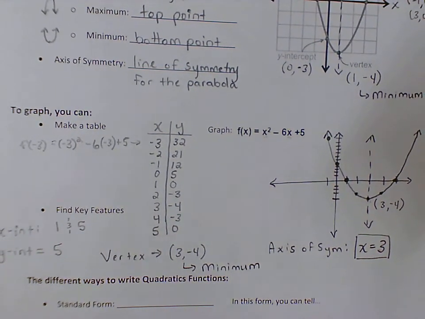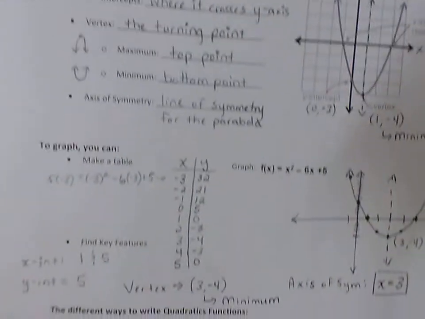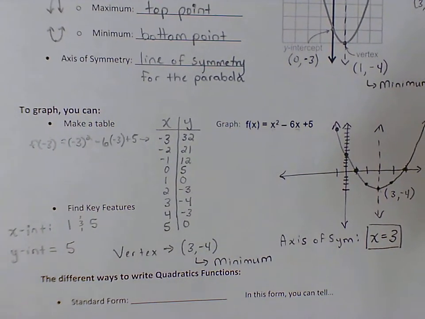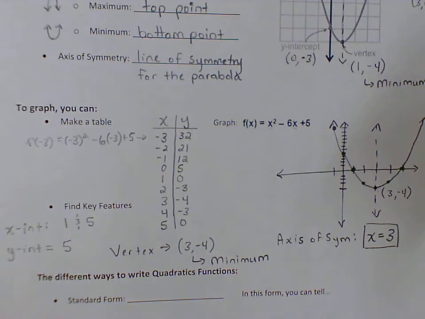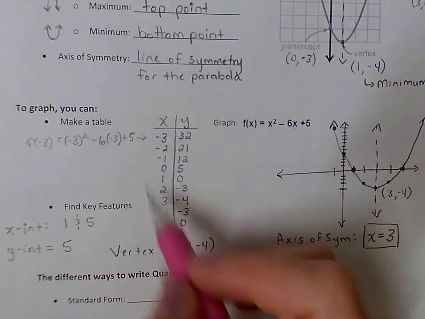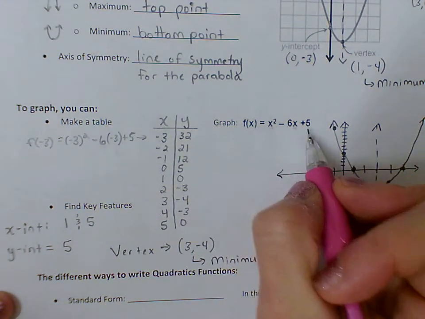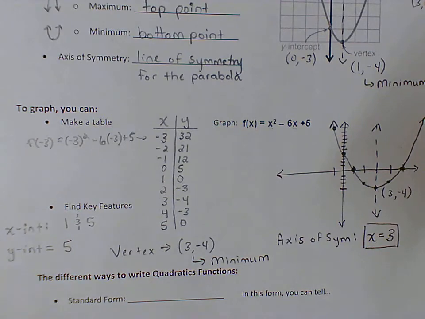Okay, so that's how to graph and how to tell the key features of a quadratic. If you had Desmos available to you, and you did not make a table, remember you could type this in on Desmos and you could actually look at Desmos to get your graph.